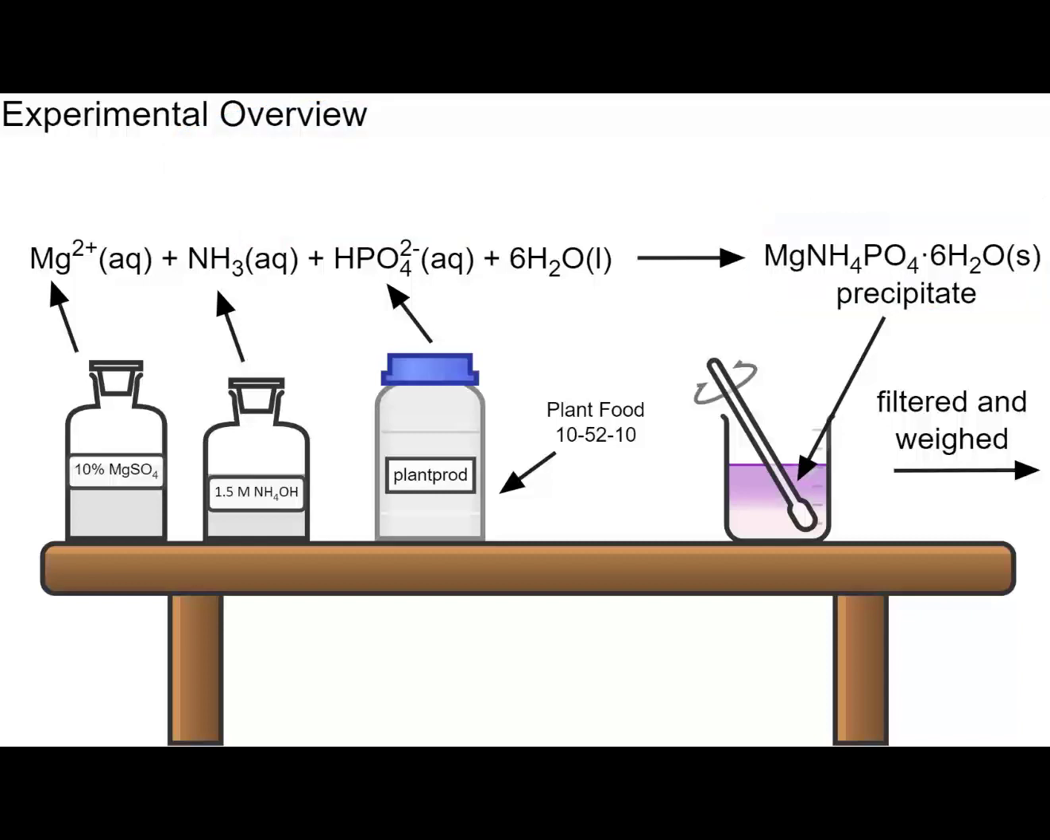This precipitate is collected by vacuum filtration, dried and weighed. From the mass of magnesium ammonium phosphate hexahydrate and the stoichiometric mole ratios in the balanced equations and chemical formulas, the mass of diphosphorus pentoxide in the original food sample can be determined.